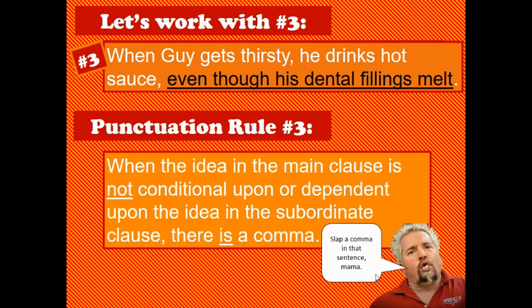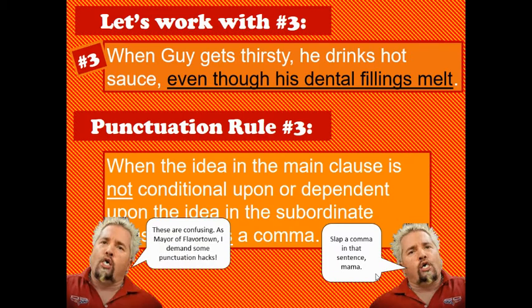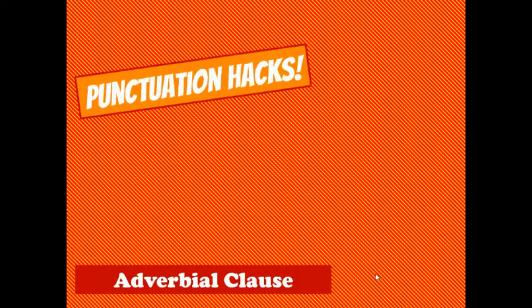So those are the basic rules. If it starts the sentence, it takes a comma. If that adverb clause is changing the meaning of that verb, then you're not going to put a comma in. But if that adverb clause is not really affecting the verb, you put a comma in. And those are the 3 rules of punctuating an adverb clause. They are sometimes a little confusing, so I'm going to finish this video by showing you a couple of punctuation hacks. Here we go.